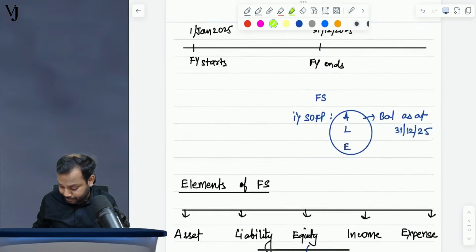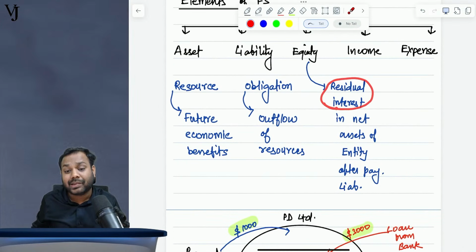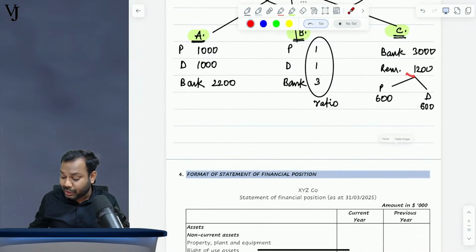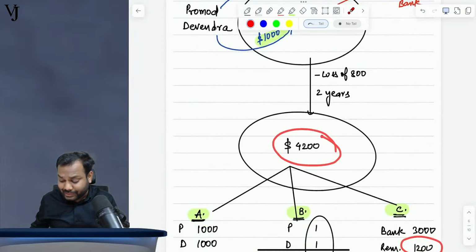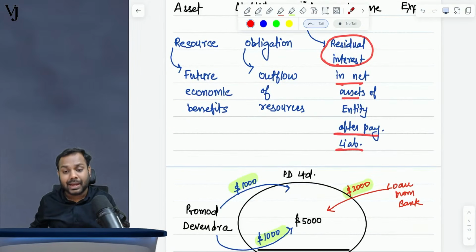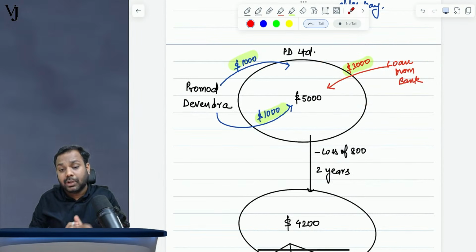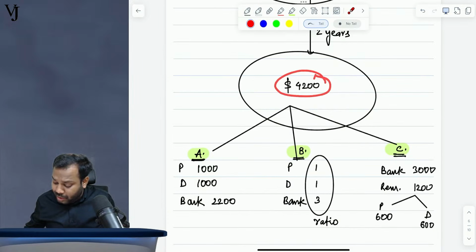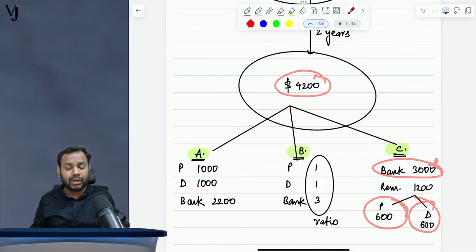Read this line. Equity is the residual interest in the net assets after paying liabilities. What is my liability? I have taken a loan from the bank. That is my obligation, my liability. So first of all, from these net assets, I will pay off the bank. Whatever amount remains is called equity. Now that will be distributed to the equity holders, the equity shareholders.